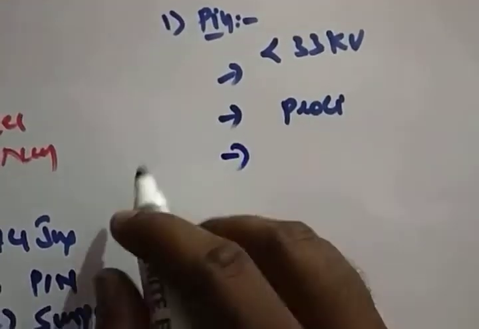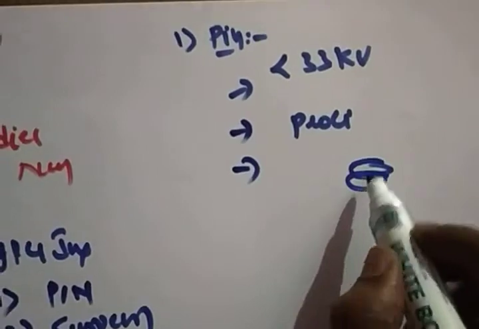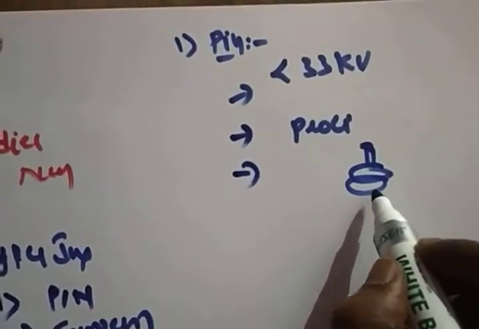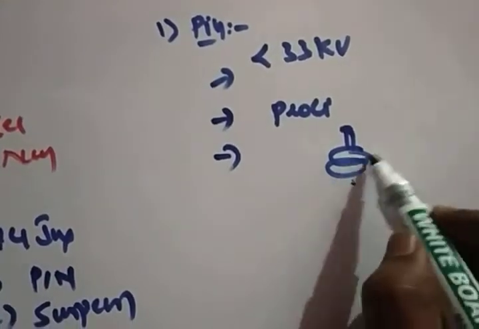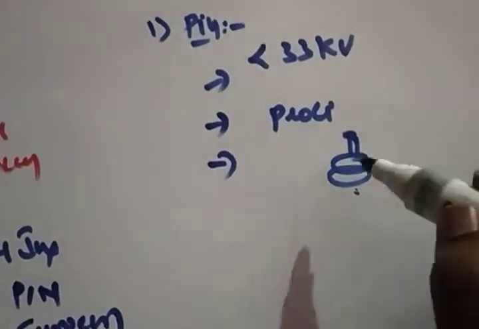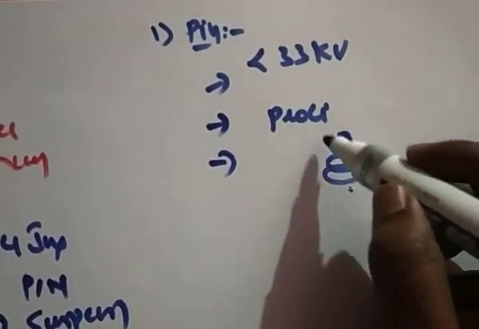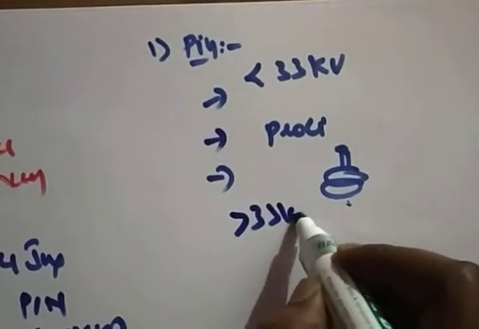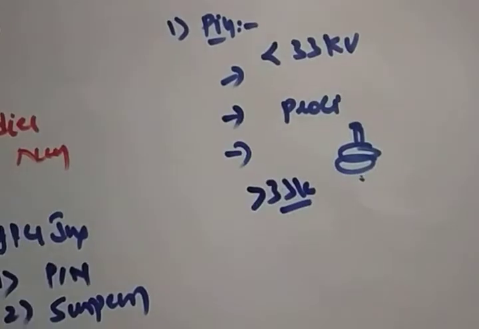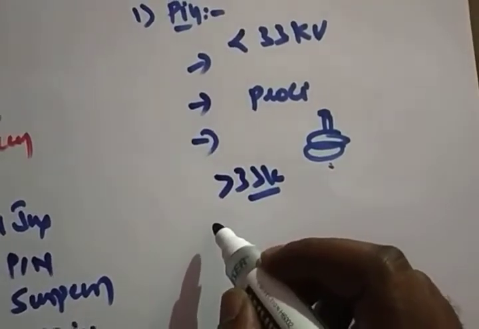In a pin type insulator, as I've already explained with neat sketches, there is a porcelain layer on the top. We have a groove where the conductor is placed, and the conductor is twisted over there. Beyond 33 kV, we do not use these pin type insulators. Why? Because they are no longer economical, and there is a chance of failures occurring in a pin type insulator.